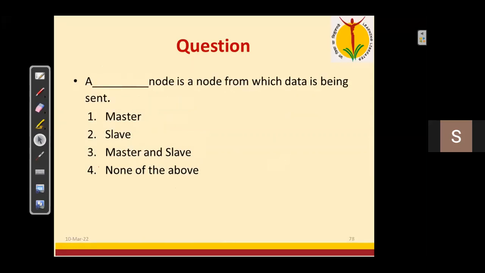Okay, a dash node is a node from which data is being sent. So from which node is it always sent? Just as I have told you, the data is sent from the master node.